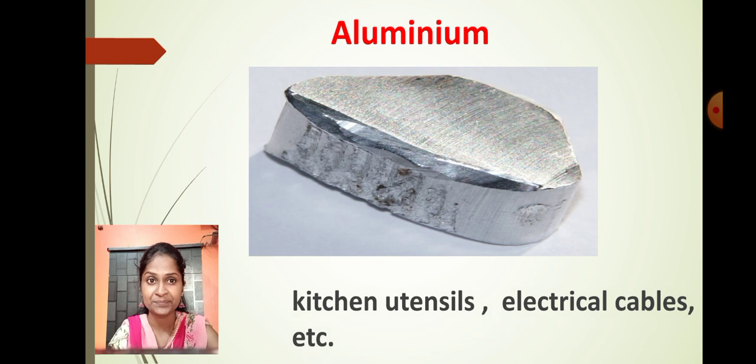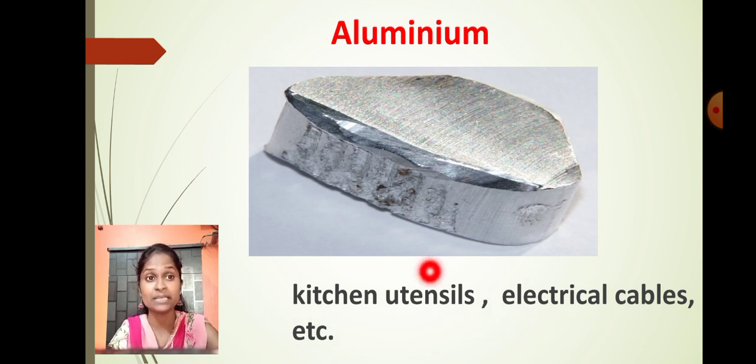Any guesses? Okay, you must have seen that most of the time the kitchen utensils, glass, then plates. Okay, so there are many types of groceries. You must have seen that in the kitchen. Okay, so most of the kitchen utensils, at the same time the electrical cable. Electrical cable means what? At home we use the electricity wire, etc. So that electricity wire and the kitchen utensil, they all are made by using the aluminium. So aluminium is a substance, and kitchen utensil, electrical cable, they are the objects. So these objects are made by using the aluminium.